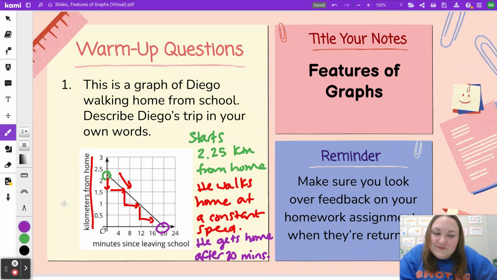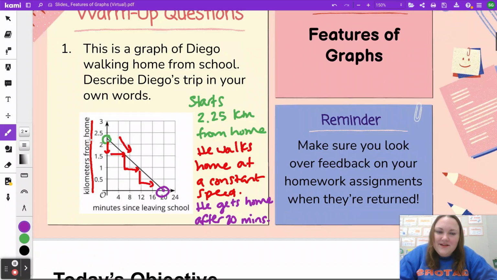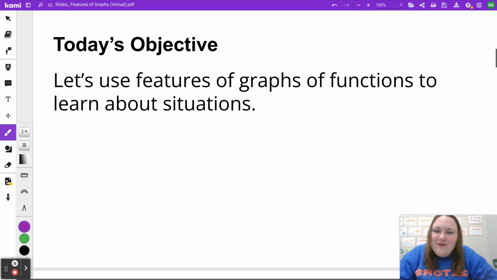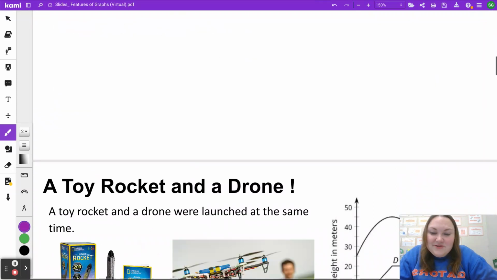What we did in this warm-up is what this lesson video is going to be all about. Looking at some more complicated graphs, but talking about which features of the graphs are most important to look at and what information they can tell you about the story or situation. So jumping right in, this is our goal, is to use features of graphs of functions to learn about situations.